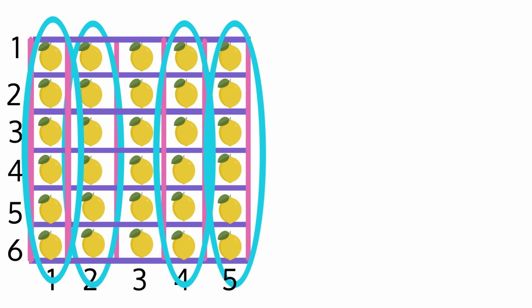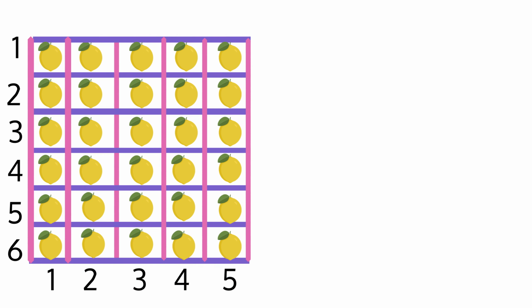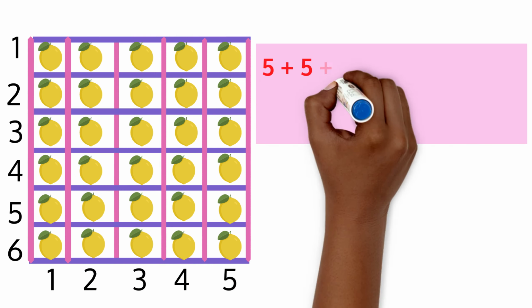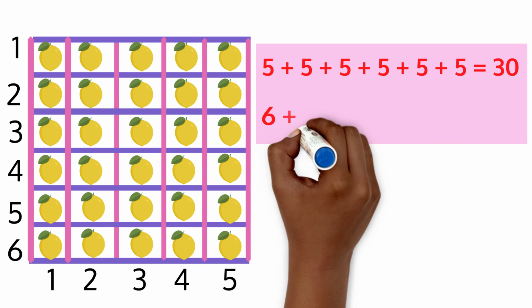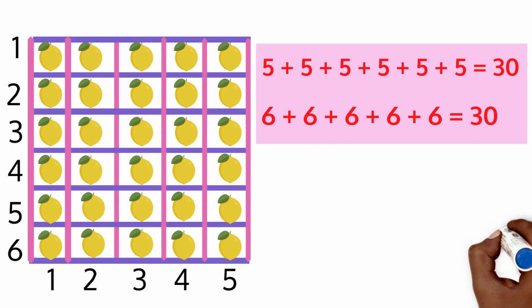Was your answer 30? Great job! You got to 30 without having to count each individual lemon. That's why repeated addition is so great. Keep up the good work.